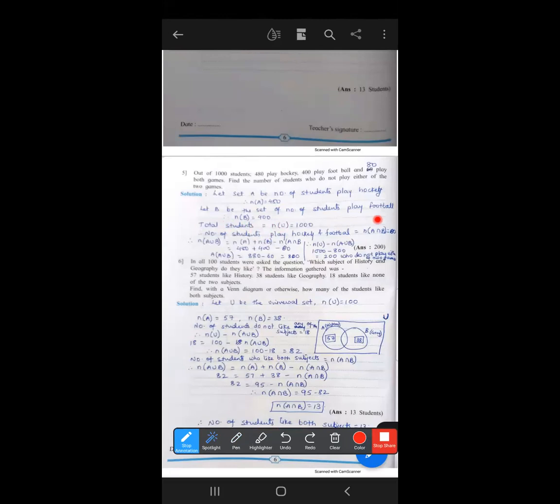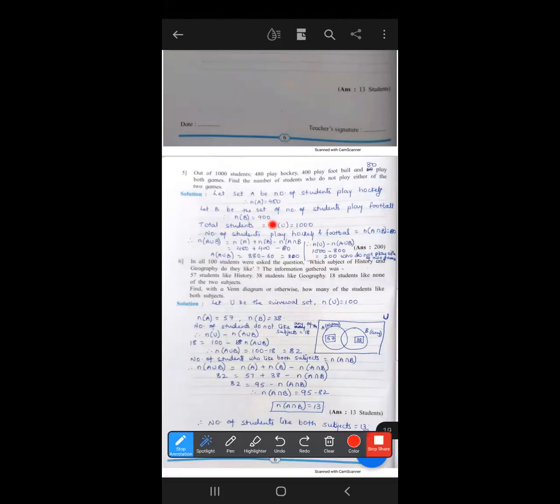Now let B be the set of students who play football. I have taken B as the number of students who play football. So N of B is how much? N of B is equal to 400. Total students here is how much? 1000. As I told you, the total students I have taken as N of U, the universal set, which is equal to 1000.